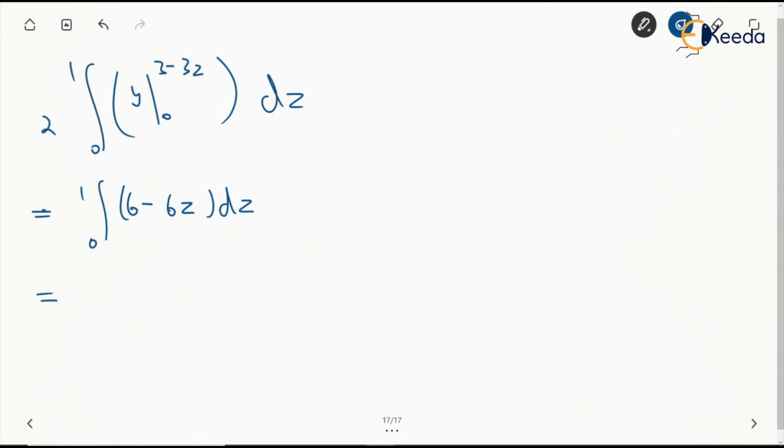So this is 6z minus 3z square. The limits are 0 to 1. For 0 it will be 0, for 1 it will be 6 minus 3, which is 3. So this is the volume of this body. We have done it by triple integration.